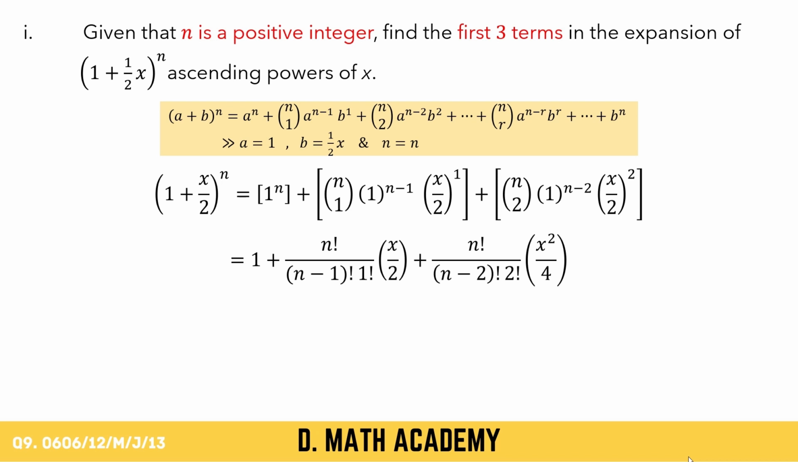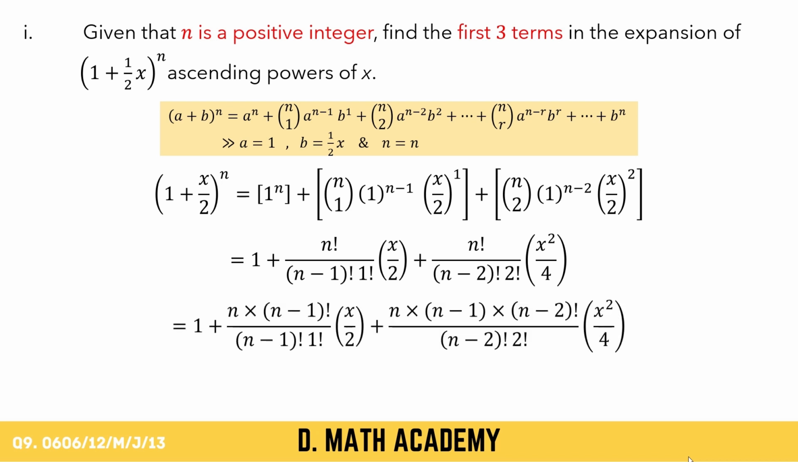So 1 to the power of anything will still be 1. Take note of that. That's why I leave 1 over there. And our n factorial can be broken down into n times n minus 1 factorial. So both n minus 1 factorial will be cancelled off. Then the one at the back, n factorial can be broken down into n times n minus 1 times n minus 2 factorial. So cancel the 2 n minus 2 factorial. So you will get your result as 1 plus n multiplied with x over 2.